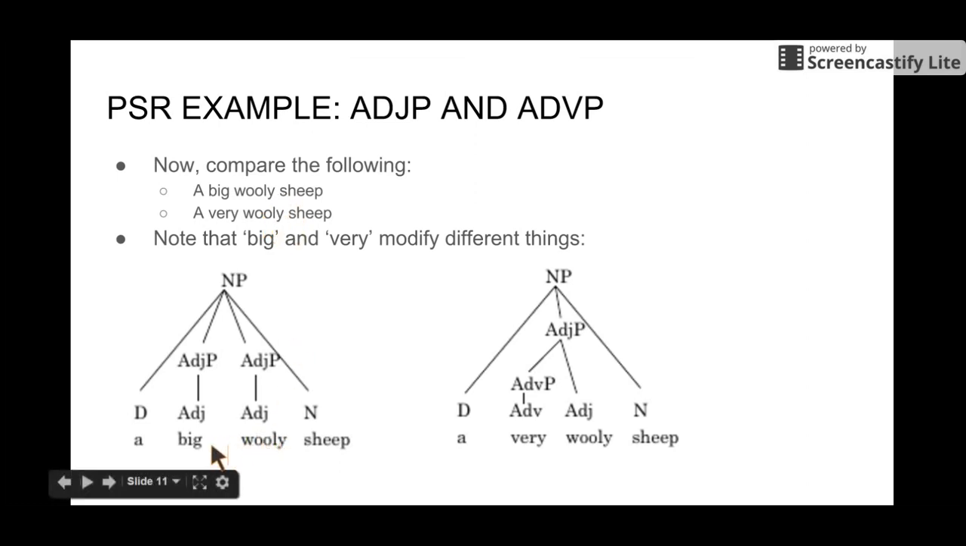Specifically, here big and sheep are in the same level, right? And here very would be a sister of woolly, but not a sister of sheep. Can you see the difference? So we have another constituent which groups very woolly together.